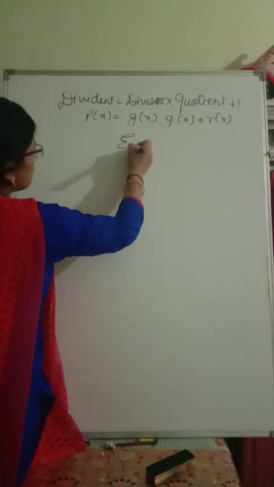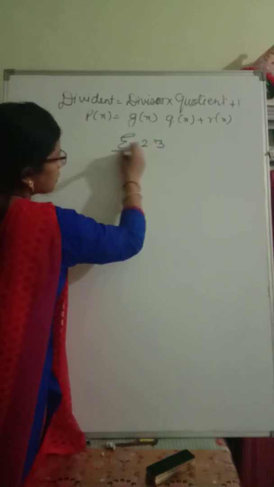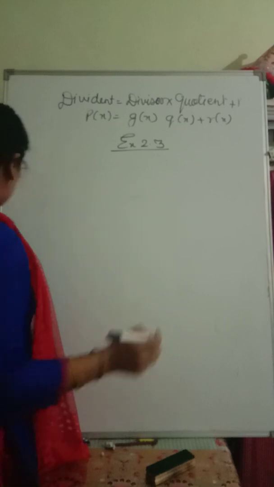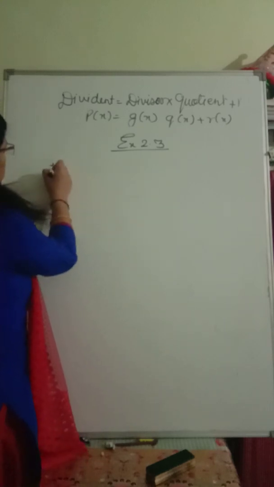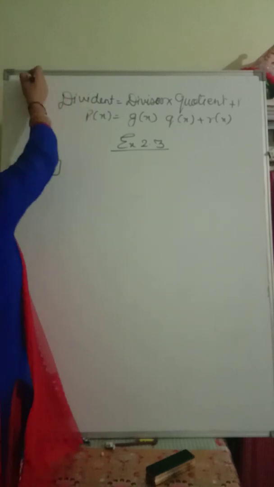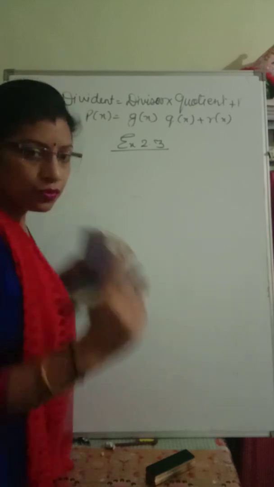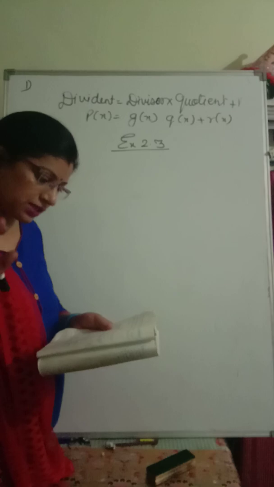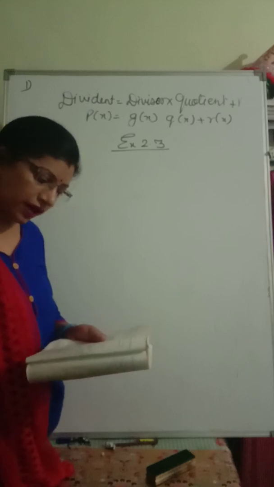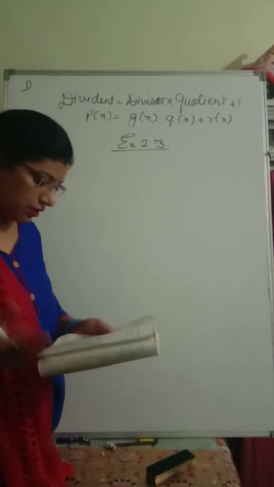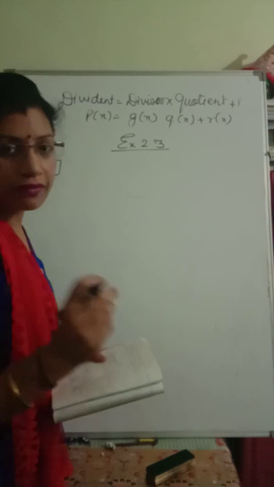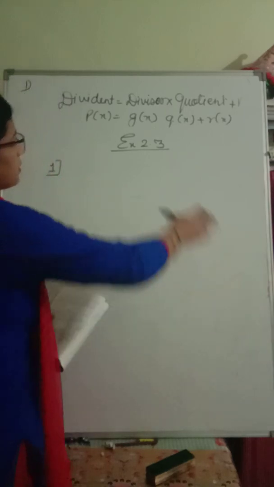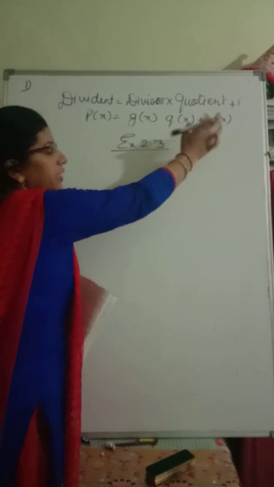So today we are doing exercise 2.3. Now we are starting with our first question. Given to you: divide the polynomial p(x) by the polynomial g(x) and find the quotient and remainder. So you are given polynomial p(x) and g(x) is also given to you. You have to find the quotient and remainder.